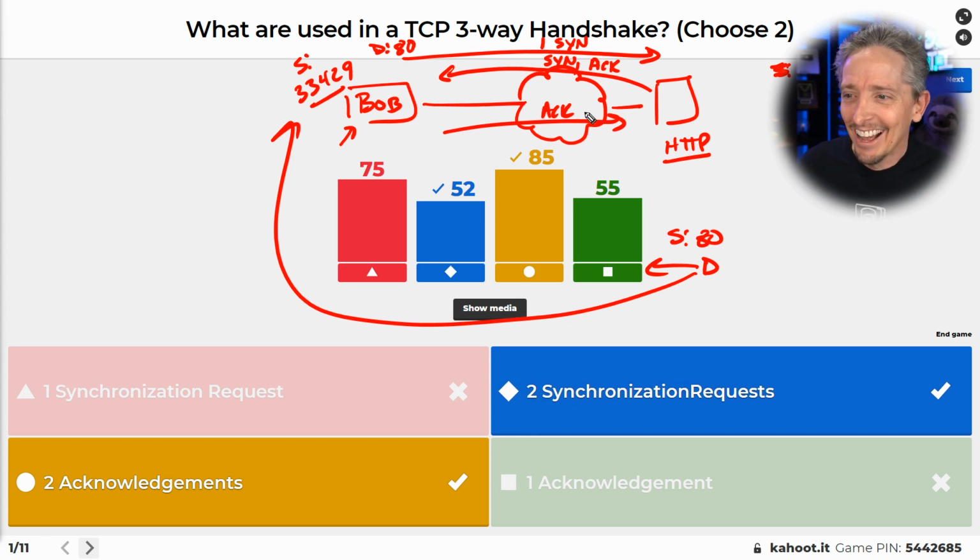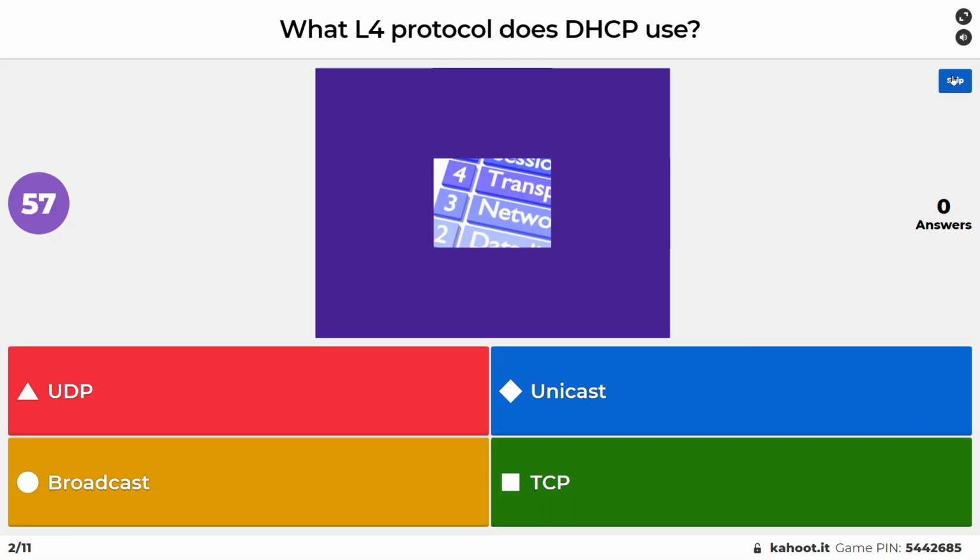I go too deep. So the answer to this, there's two acknowledgements, if you count them, right here. There's 1 and 2, and there's 2 synchronization requests, 1, and 2. So it's 2 of each. It's a two-way street. What layer 4 protocols does DHCP use?